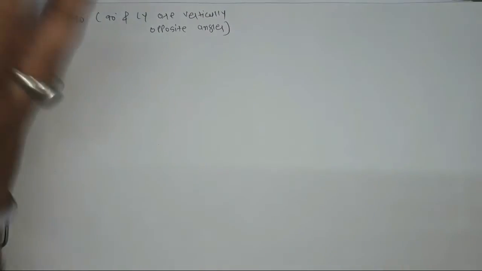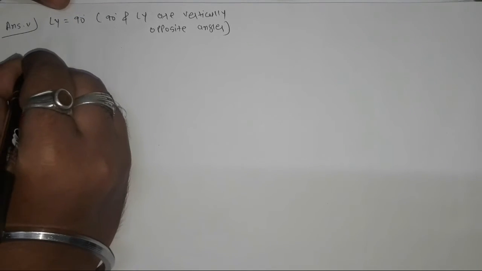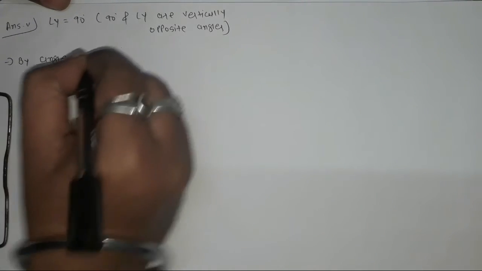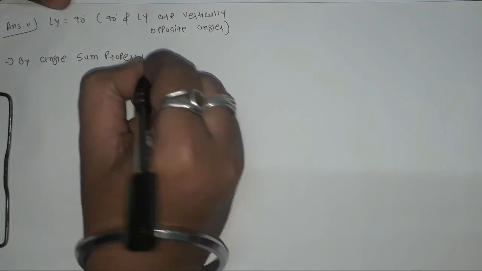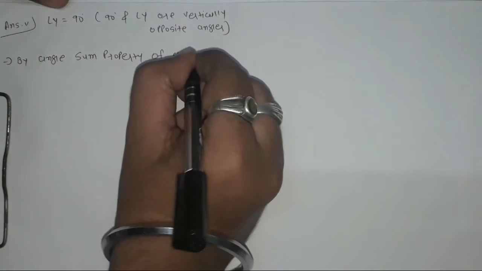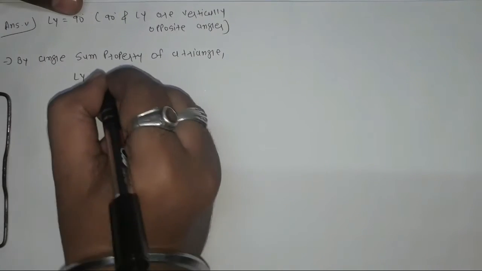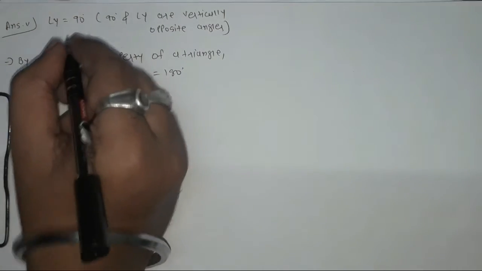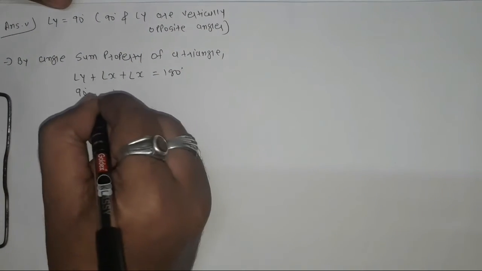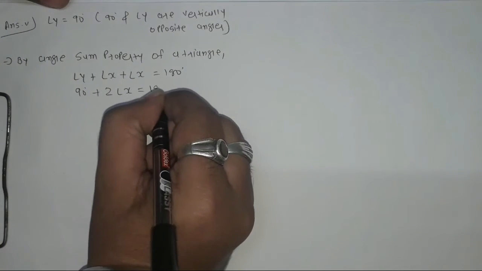Now here we have to find the measure of angle x. So here we can write, by angle sum property of a triangle, as we did in the previous first sum, angle y plus angle x plus angle x is equal to 180 degree. Now the measure of angle y we already found, 90 degree, plus angle x plus angle x, 2 angle x, is equal to 180 degree.